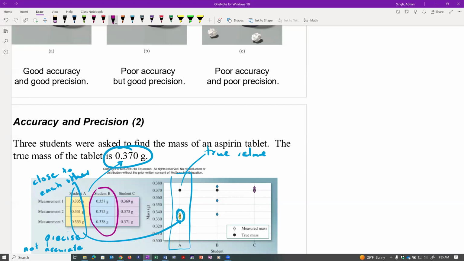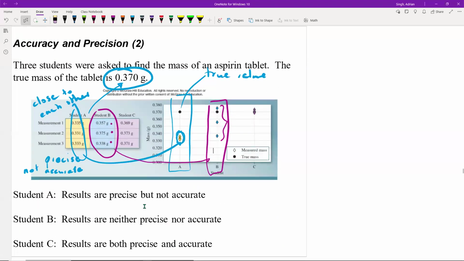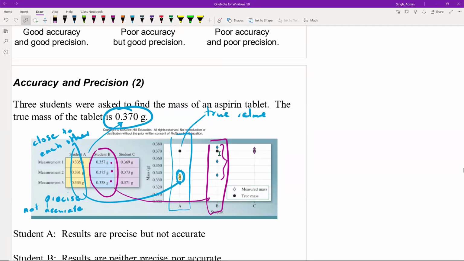If we look at student B, we can see that the numbers for the mass, when they make their measurements, we have 0.357, 0.375, 0.388. And if we plot those on the graph, we can see that for student B, the measurements are spread out. Okay, so they're not very close to each other. So it's not precise. And it's also not accurate, right? They're not close to the true value of the mass of the tablet either. So student B here is neither precise nor accurate.